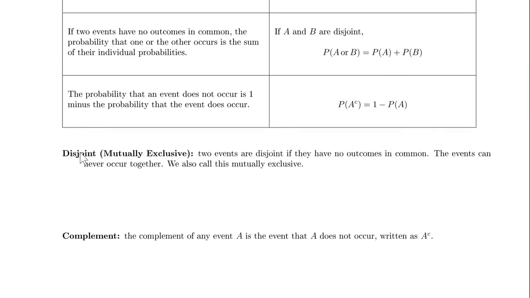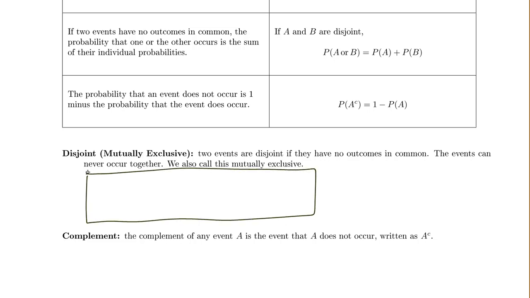Disjoint, also called mutually exclusive, means two events are disjoint if they have no outcomes in common. This means they can never occur together. If I was to do Venn diagrams, we usually do a big rectangle for the sample space. This is everything possible. And here's my event A. That means event B will be over here, and they don't overlap at all. There's nothing in common.